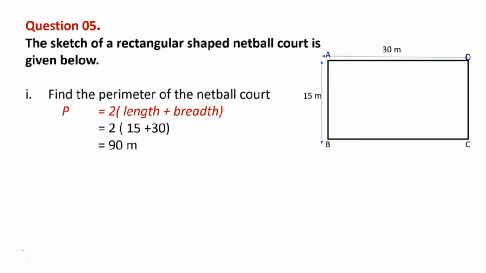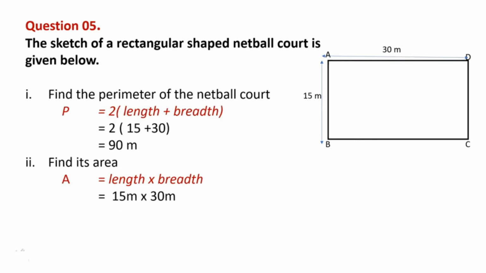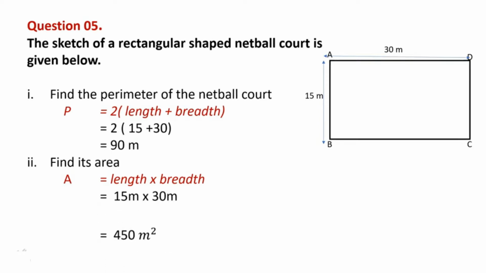Moving on to the second part, it is to find the area of the netball court. As you know, area is equal to length into breadth of a rectangle. So 15 meters into 30 meters will give you 450 square meters.